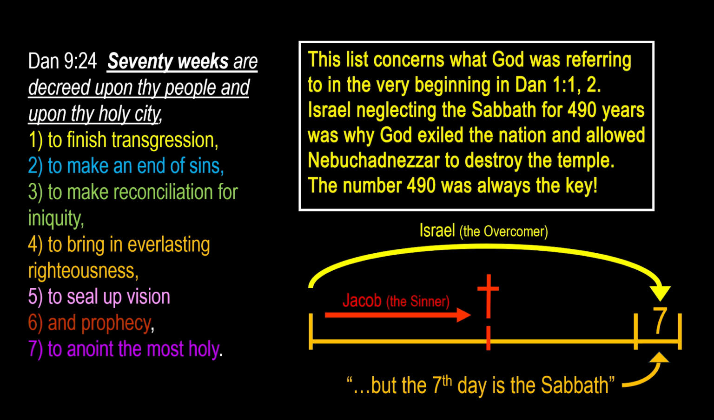This list concerns what God was referring to in the very beginning in Daniel chapter 1 verses 1 and 2. Israel neglecting the Sabbath for 490 years was why God exiled the nation and allowed Nebuchadnezzar to destroy the temple. The number 490 was always the key.